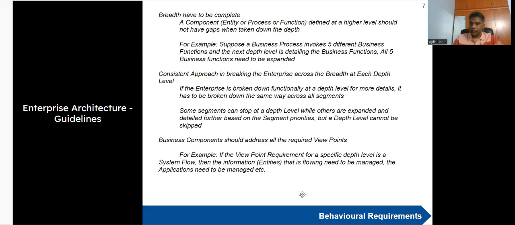Another aspect is that some of the segments may not need that many details, based on the organizational needs. So some of the segments can stop at a particular depth level, and some of the segments can go further down to a lower depth level. But whenever we take it to the next level, it has to be consistent across that depth level. Business components should address all the required viewpoints that we saw in the last slide. Whatever viewpoints the stakeholders are looking at, we should make sure we have all the components at the respective depth level so that those views can be created.